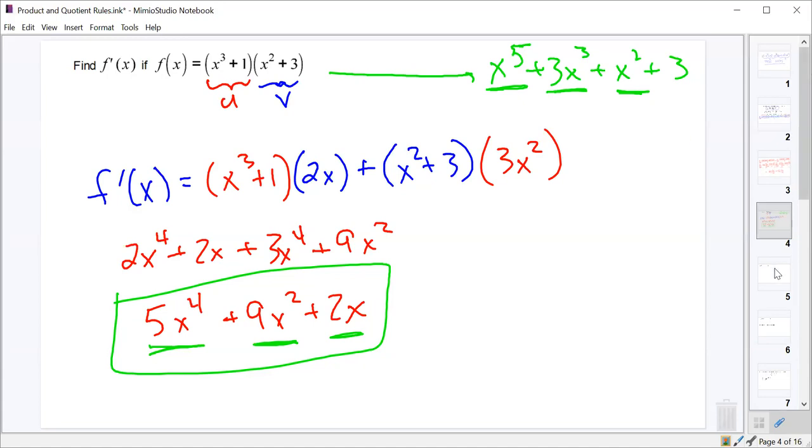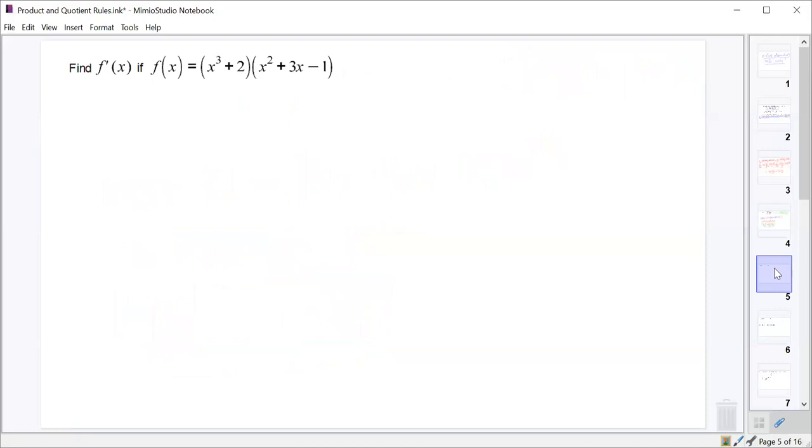That is a yes. Let's do another one. Why don't you guys see if you can get the product rule done for this function here. Take a minute or two and try to apply it.